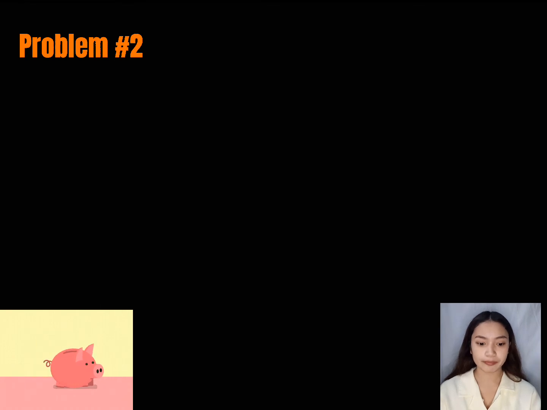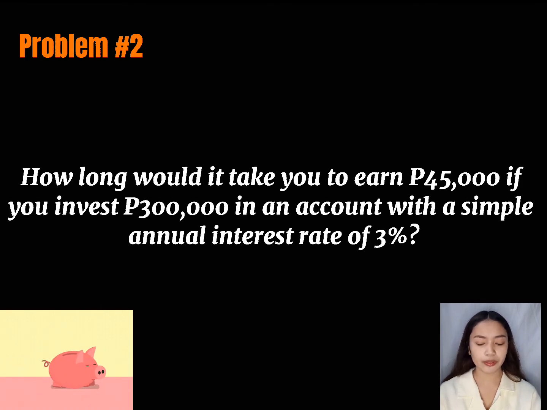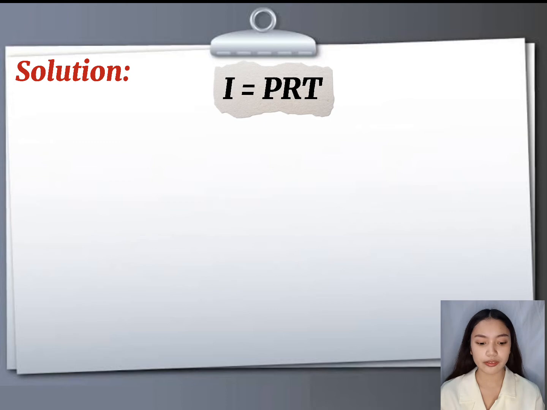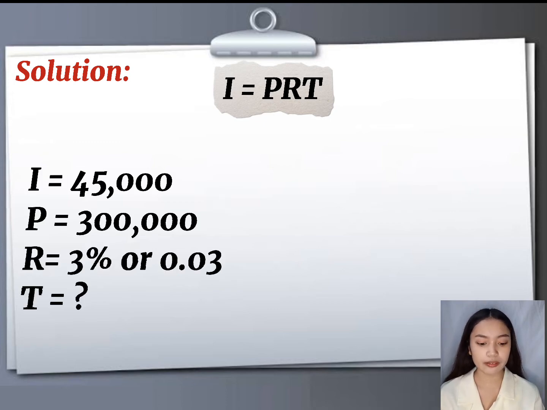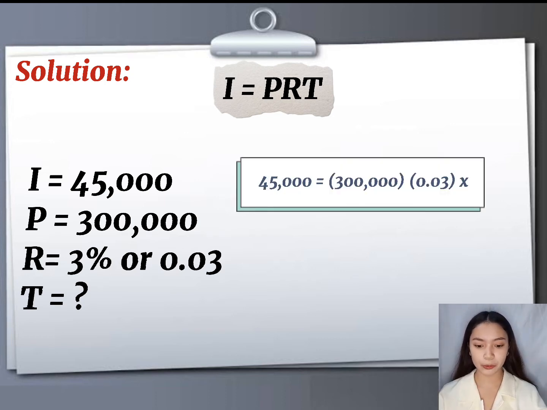For our next problem, how long would it take you to earn 45,000 if you invest 300,000 in an account with a simple annual interest rate of 3%? Let's substitute. I is 45,000, P is equal to 300,000, and R is equal to 3% or 0.03. The missing given is the time period, and that is our X. We have now 45,000 is equal to 300,000 multiplied by 0.03 and X.